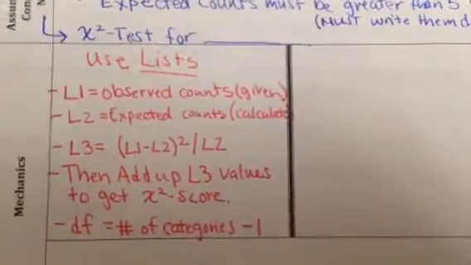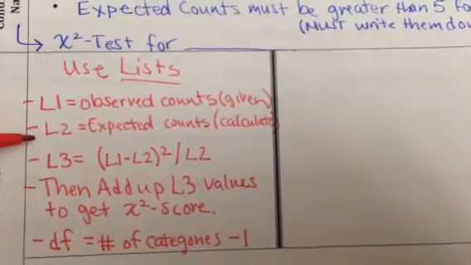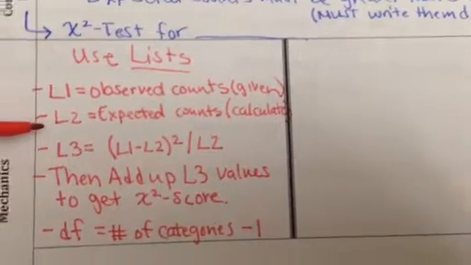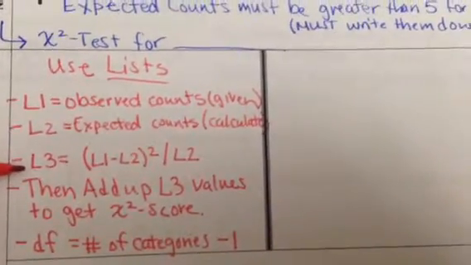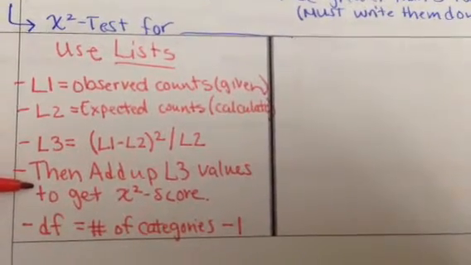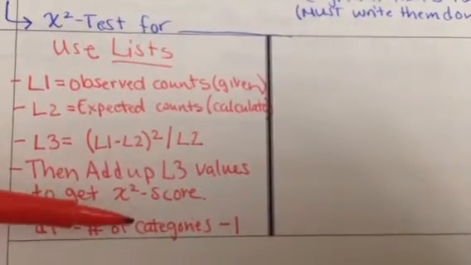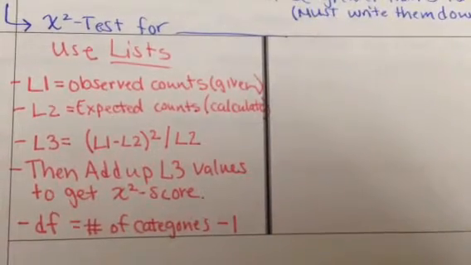So goodness of fit is a pretty lengthy process. L1's given. L2 you have to calculate, which hopefully you've done enough practice with that. L3 you have to calculate. And then you're going to add up all the values in L3 to get your chi-squared score. And then make sure you know what your degrees of freedom are.